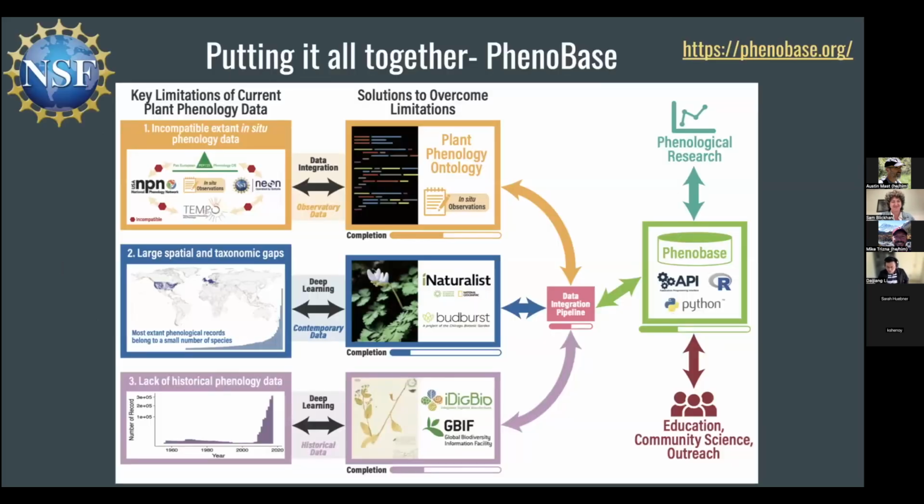Putting all this together, we have in situ data, and then we have machine learning data from images like iNaturalist or GBIF or WeDigBio. We're building this global database we call Finabase, and we have the website here if you want to know a little bit more about our project. So you can visit it there.